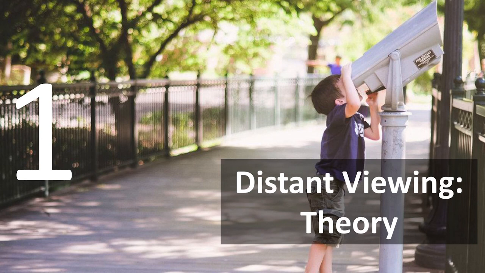So what do I mean by distant viewing? What am I talking about? This book that we're about to come out with MIT is a book that theorizes and provides a method that we call distant viewing. And it's about theorizing how computers see images. In other words, how computer vision works.